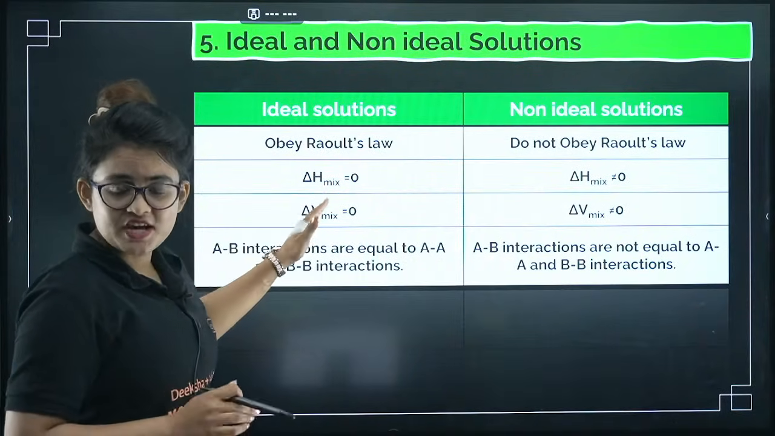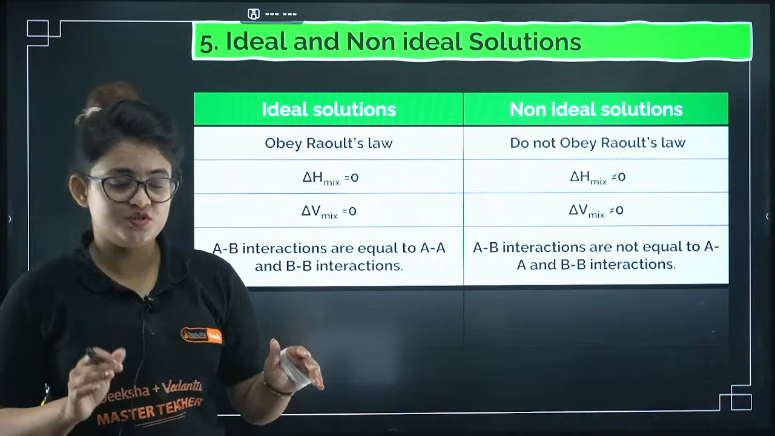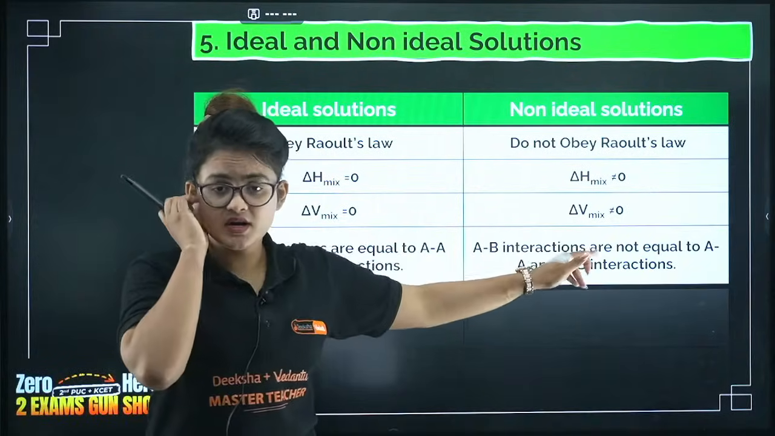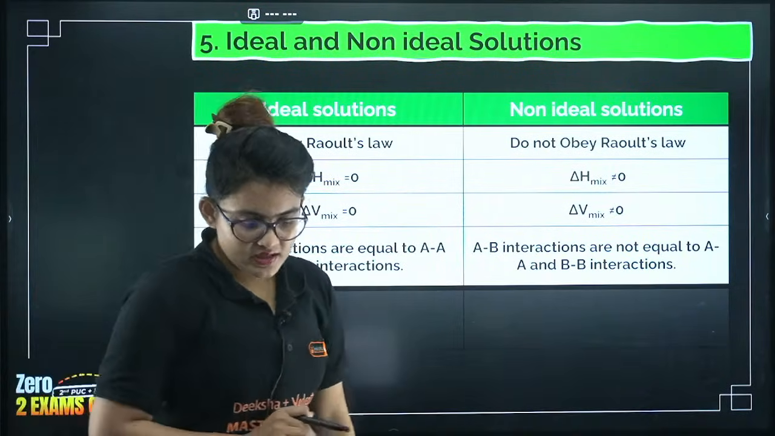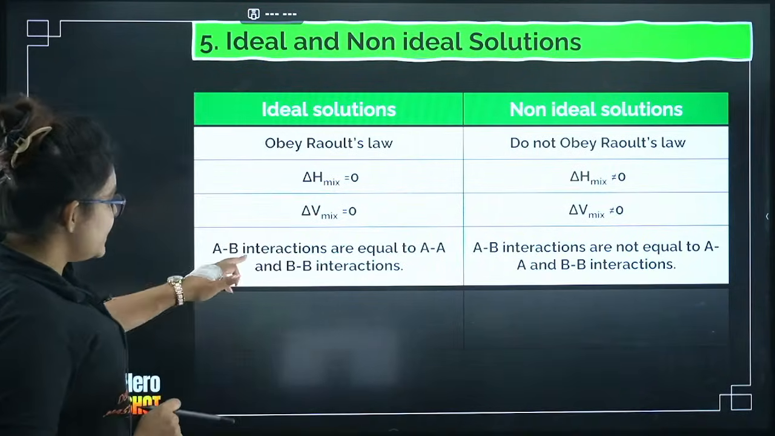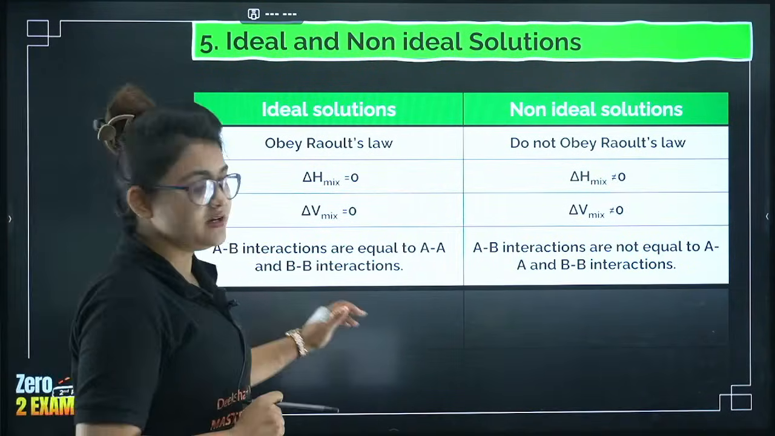Delta V mix, change in volume. After mixture there will be no change in volume as such, but if it is a non-ideal solution, then definitely there will be a change in volume. Now you can see AB interactions are equal to the AA interaction and BB interactions.